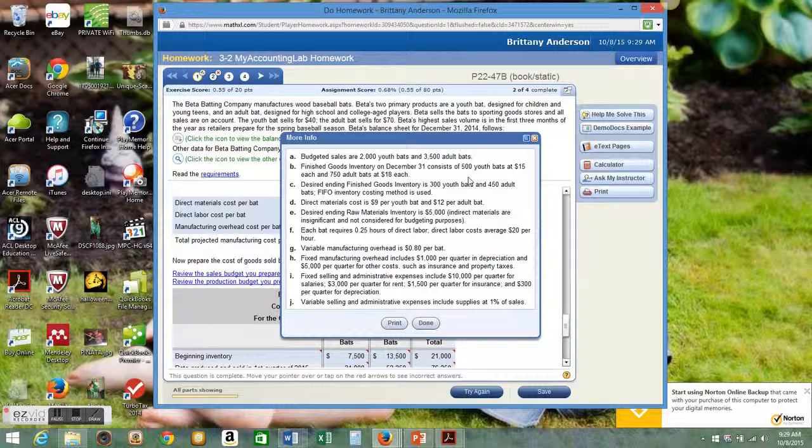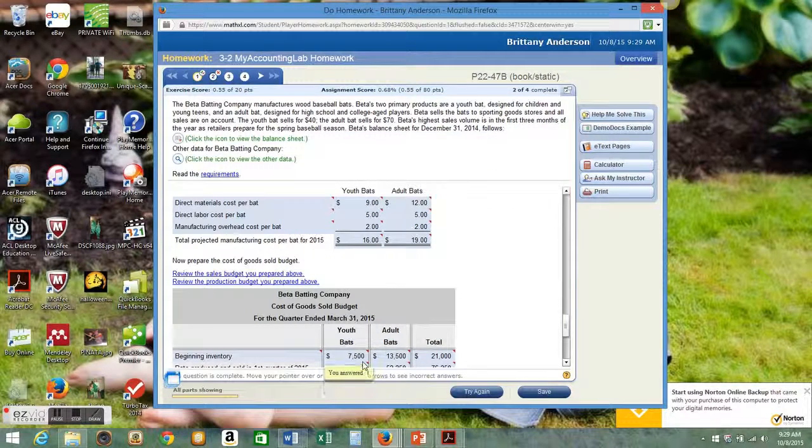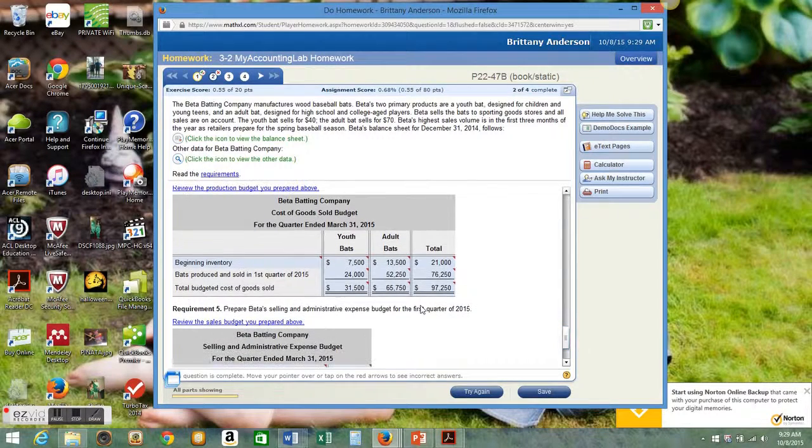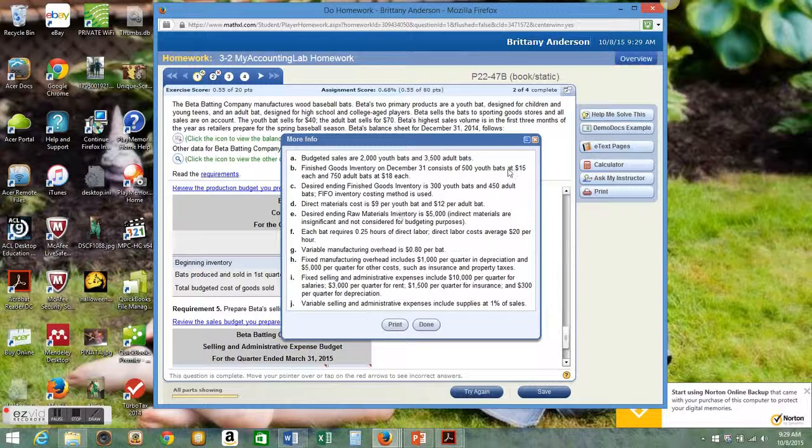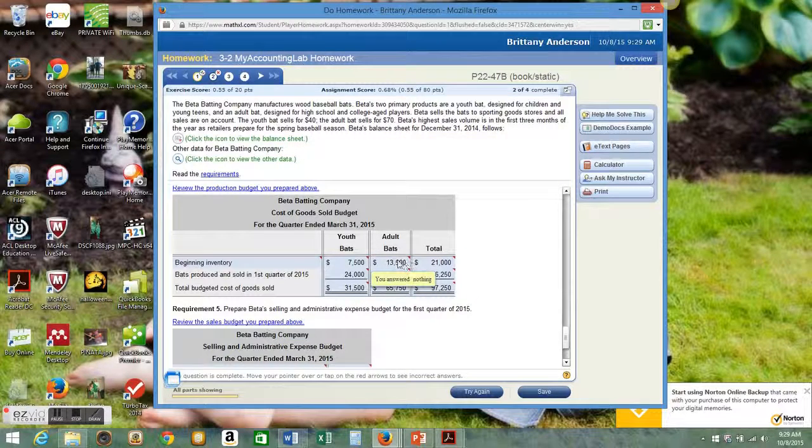So I'm just going to multiply my 500 youth bats times the $15, and that's going to give me the $7,500 right here for the beginning inventory. And then I'm going to do the same thing with my adult bats. I had 750 adult bats at $18. I'm just going to multiply that out, and I'm going to get a total of $21,000.